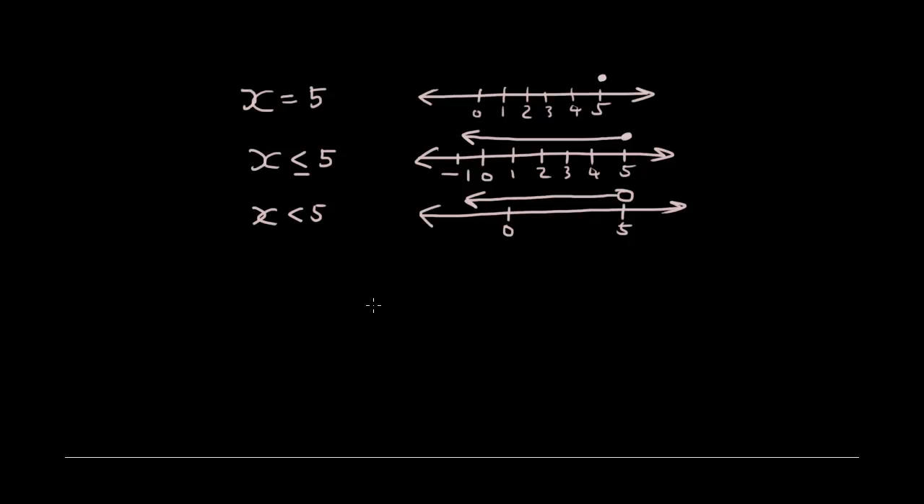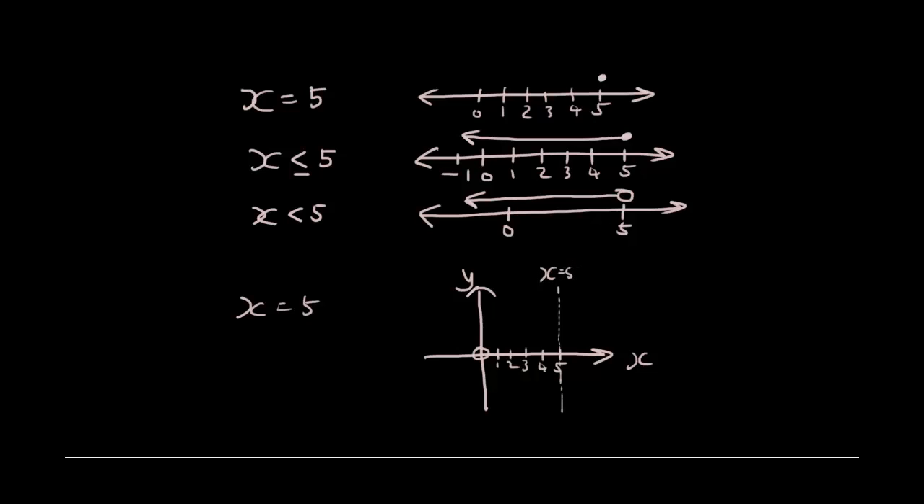Now let's try to represent this on a Cartesian plane. If you want to draw a graph of x equals 5, you would have a Cartesian plane where you have an x-axis and y-axis. For x, you would go to 1, 2, 3, 4, 5. You would draw a vertical line, because anywhere along this line we have an x coordinate of 5. So this line here is x equals 5.